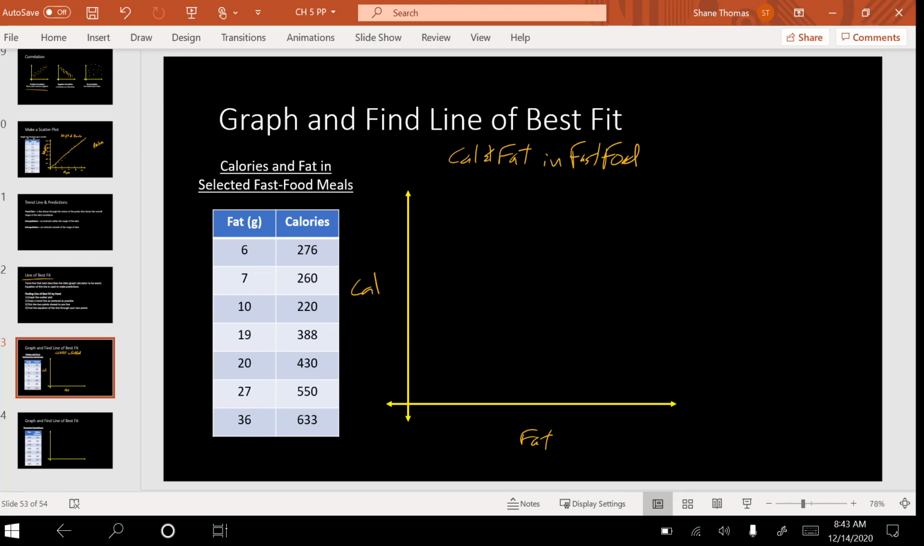This one's a little bit different because we have different scales. In the X column, we're going from 6 to 36. In the Y column, we're going from 220 to 633 in our calories. All right, so how do we want to set up our scales? Let's look at the fat one. What do you want to do in the fat one? Do by fives? All right, I'm good with that. So 5, 10, 15, 20, 25, 30, 35, 40. Go with that?